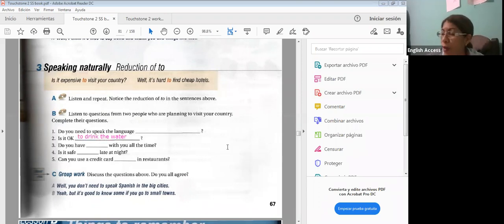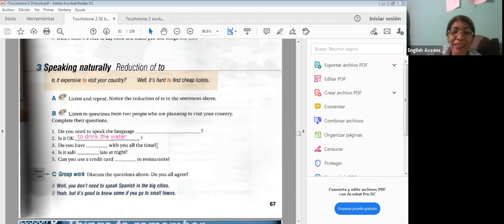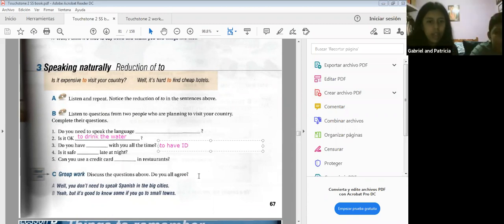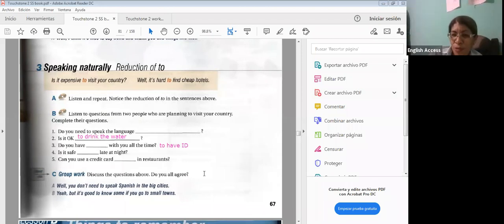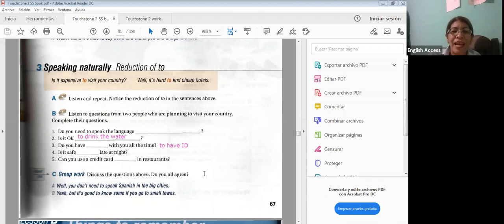Number 3, do you have to have ID? Do you have to have ID with you all the time? Okay, yes, your identification. You have to have ID with you all the time.